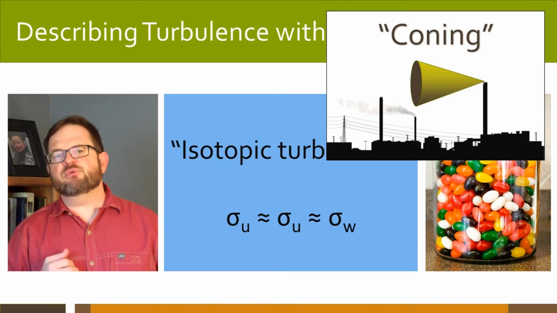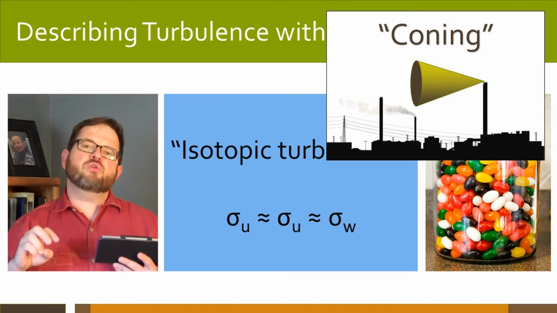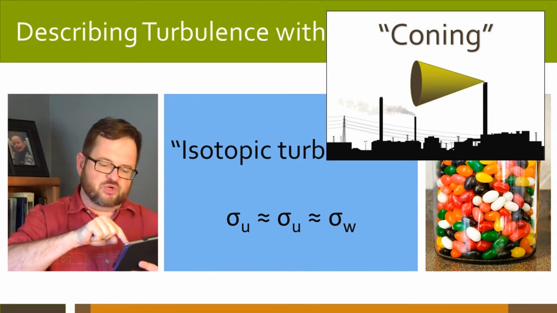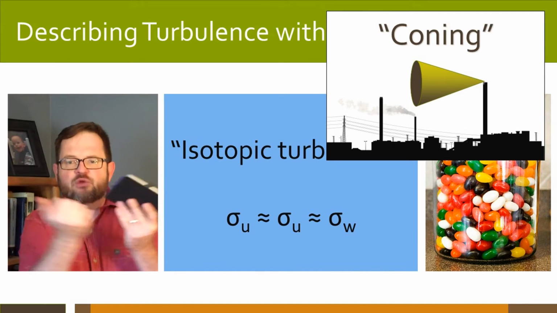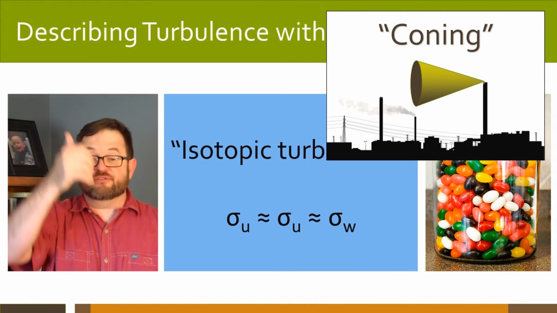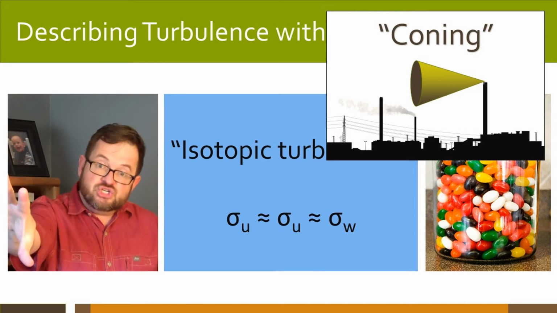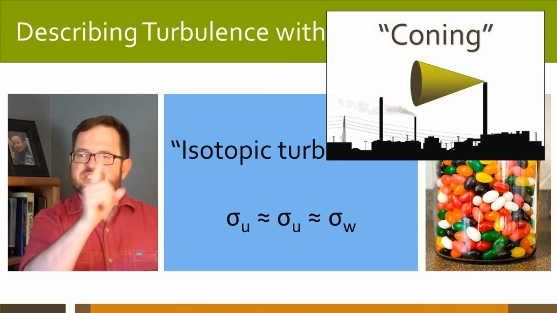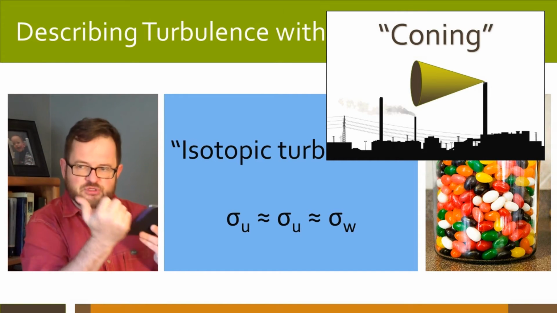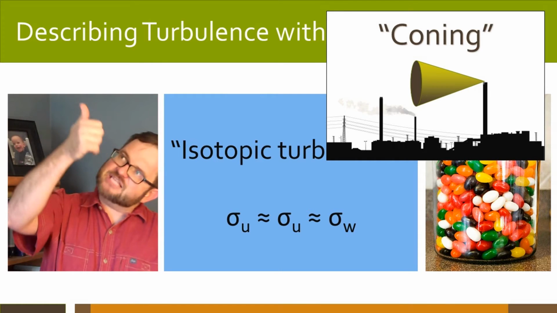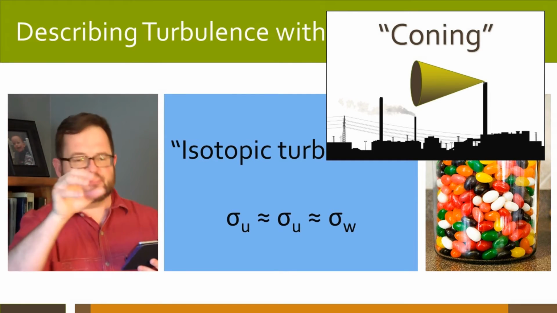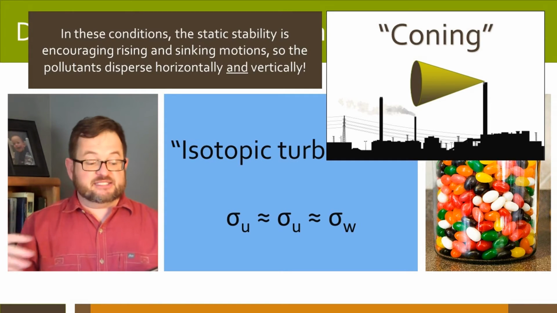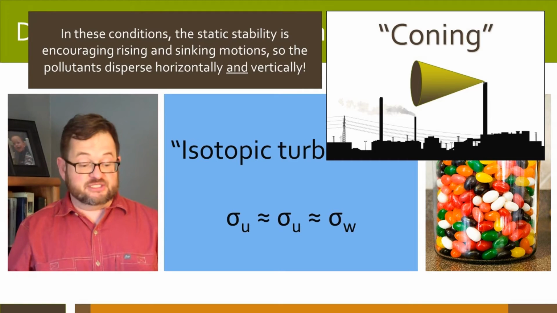This is something that's easy to see when you look at a smokestack. If the smoke is coning, if as it goes downwind from its point source at the top of the smokestack, it spreads out equally in the horizontal directions as in the vertical direction, just sort of making a cone-shaped area of smoke headed away from the top of the smokestack, that's because there's just as many eddies transporting the pollutant horizontally as vertically, and you get this sort of cone shape heading away from the point source at the top of the smokestack. In these conditions, then, the static stability is encouraging rising motions and sinking motions.